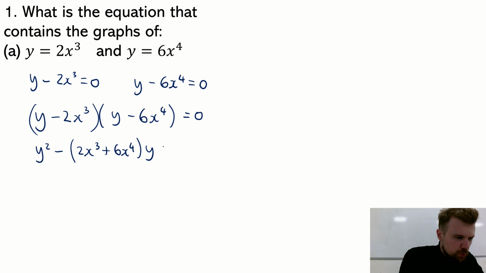Gathering the like terms with the y's. And then the end, 12x to the power of 7. Be very easy to make a silly mistake with that bit on the end. Index laws, watch out for that. But there you go. That's the first equation done.